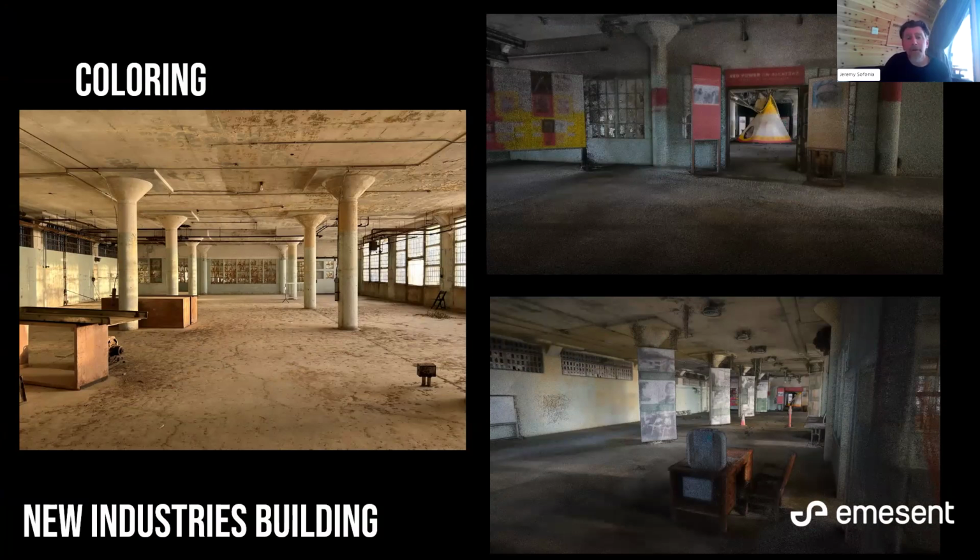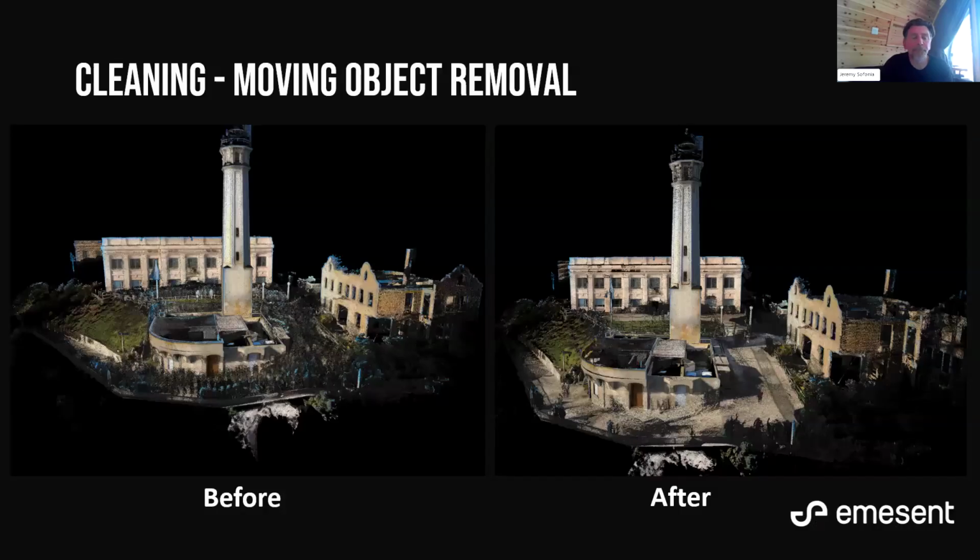So not just for the New Industries building, but all of the infrastructure, all of the places that we went was meant to be in color, which was quite challenging because these places aren't well lit, and if the camera doesn't have good lighting, then your color is not going to turn out well. So the boys back at Emesent had rigged up a special torch flashlight on the bottom of my Hovermap, so it illuminated my field of view, and it worked a treat.